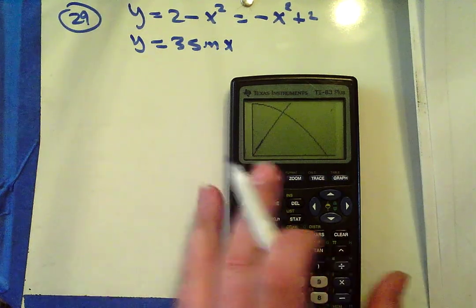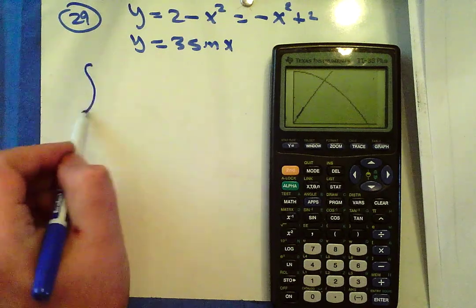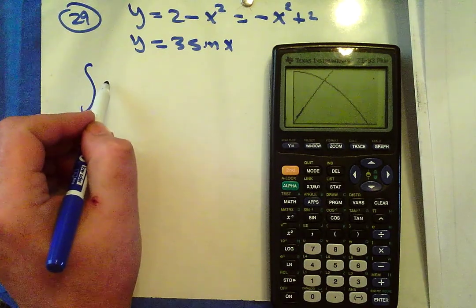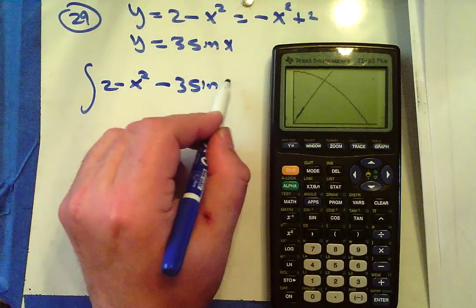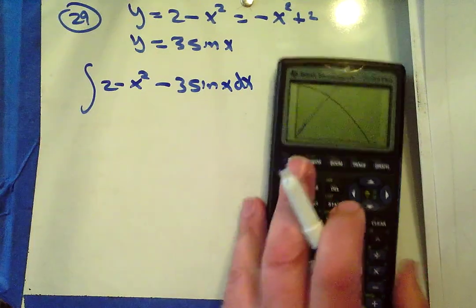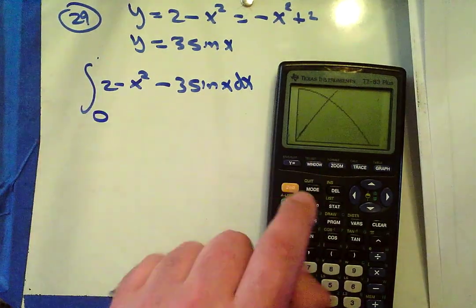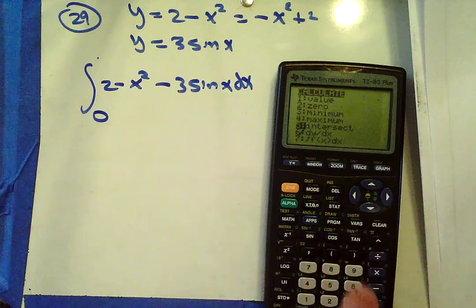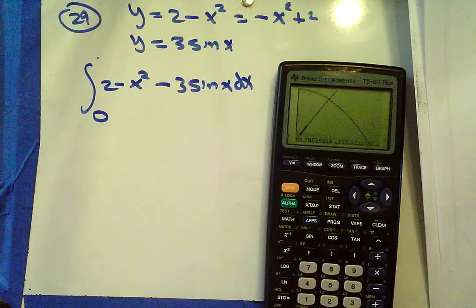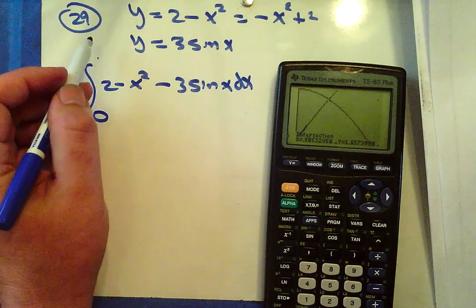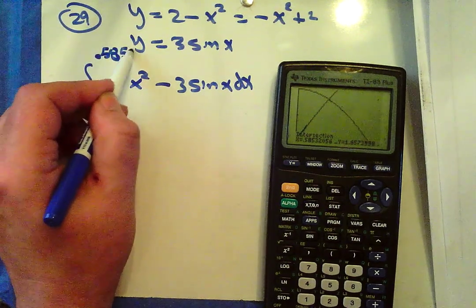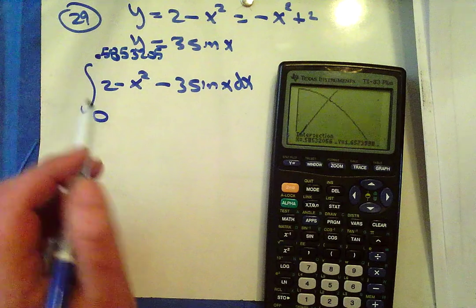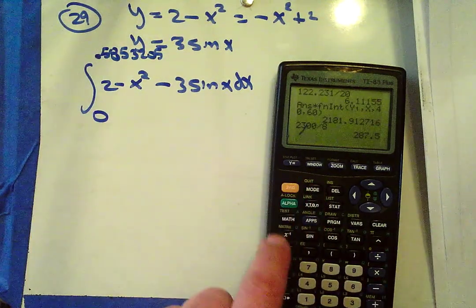We want to find the area of that region. And the area of that region is going to be the integral of top, which is the parabola, 2 minus x squared, minus bottom, 3 sine x dx, from a to b. A is 0, b is the point of intersection, which I need to find with my calculator. Second, calculate intersect. Yes. And I get 0.585325. Okay, so let's do this integral.